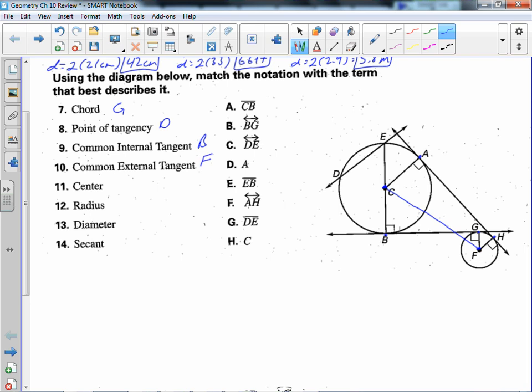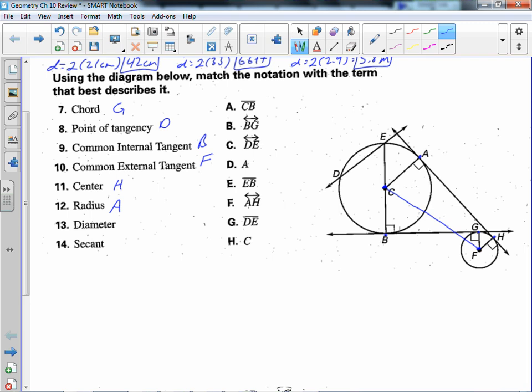11 is for a center. So we've got 2 centers, either point C or point F, and the one on the list is C, which is choice H. Then a radius is going to be a segment that goes from the center to a point on the circle, which we have multiples of those. You could do FH, FG, CA, CE, or CB. And the only one of those on the list is segment CB, or A.